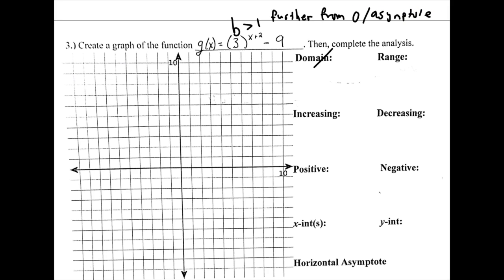Because what I should say is, when I say further from 0, if you think about it, it's the value of this that is getting further from 0 or closer to 0, not this. And when it's close to 0, then negative 9 is the only thing that's left, and that's why the negative 9 is very closely related, as we can see, to the asymptote.